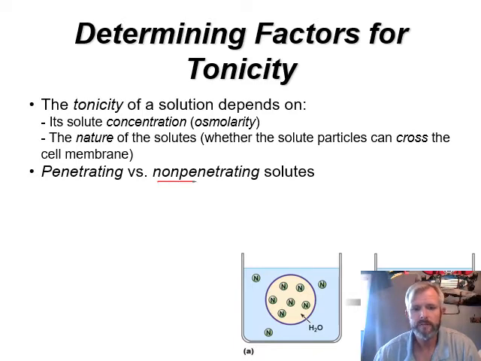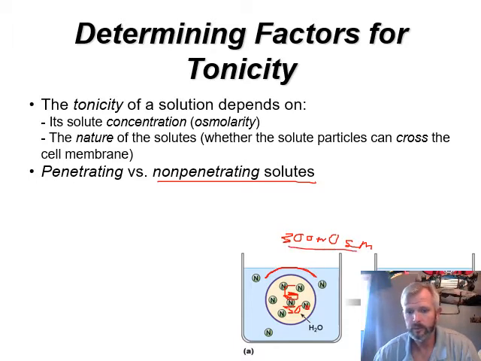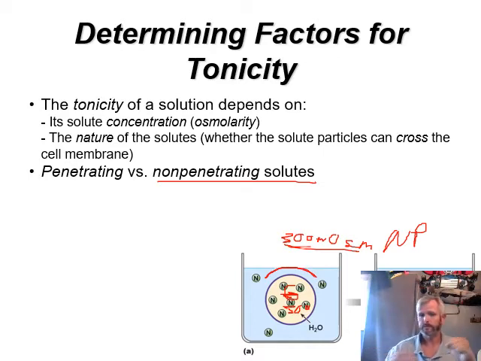So all we have to do is compare non-penetrating solutes inside the cell and non-penetrating solutes outside the cell. If I have 300 milliosmoles, because remember the cell roughly contains 300 milliosmoles of non-penetrating solutes, and my solution has 300 milliosmoles of non-penetrating solutes, this will be equal to what's inside the cell. What would happen in this case? Would I have any osmosis taking place? No, there would be no osmosis taking place, because they are equal.